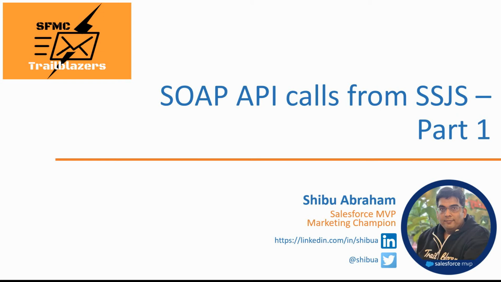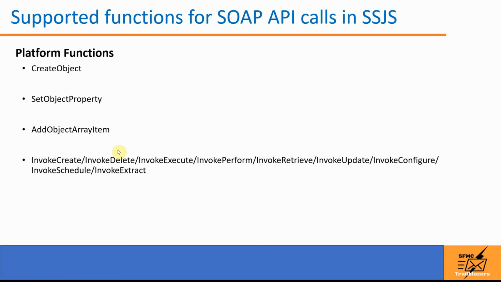Now I've divided this into two videos. In the first part, we will look at the platform library API functions in SSJS that we can use. And in the second part, we will look at how to use the WSProxy option, which is a recommended approach from Salesforce.